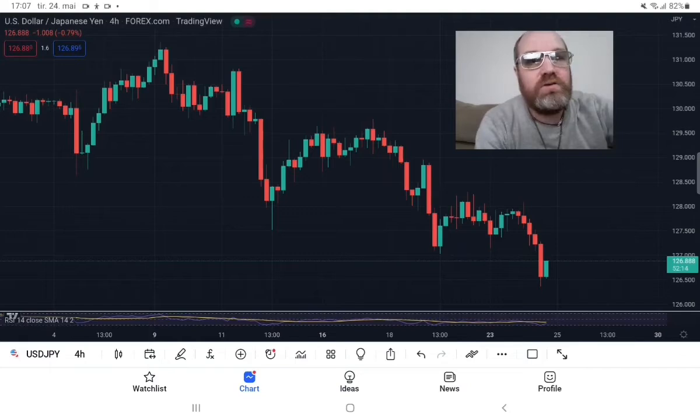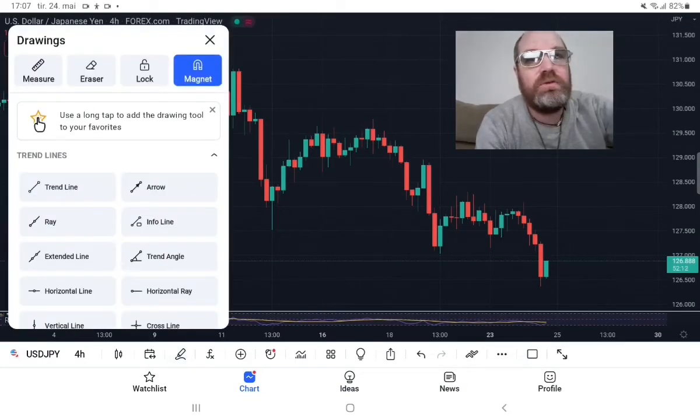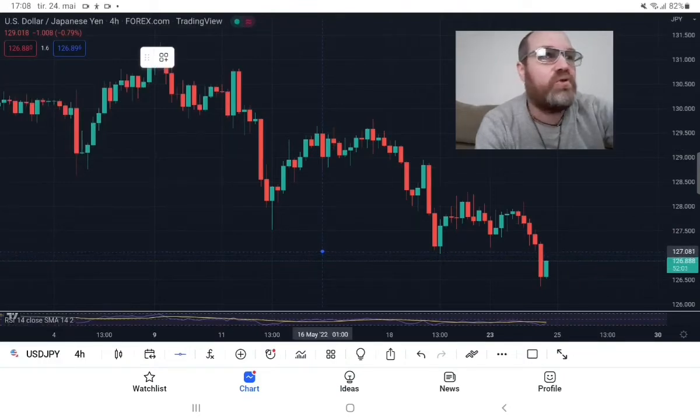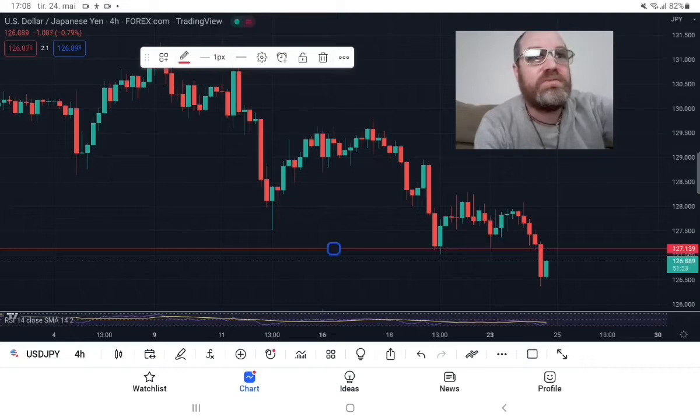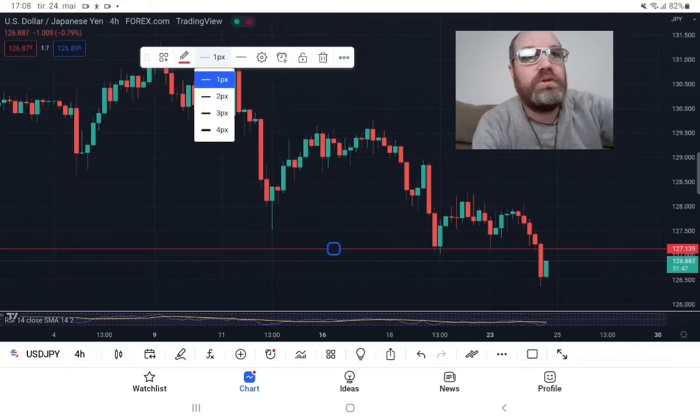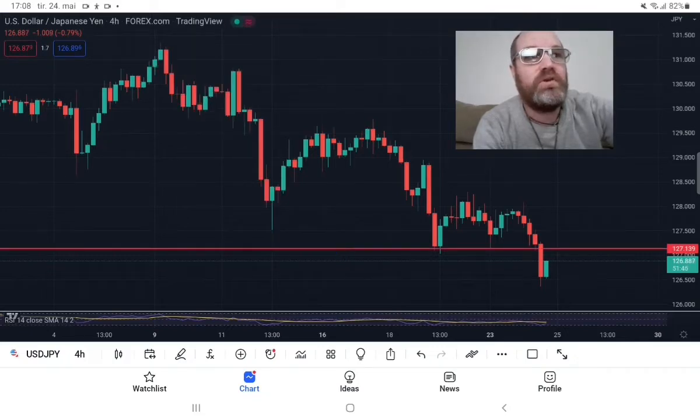So let's see here now. We do like this. Let me see. We take a horizontal line. So we can clearly see from the market where we are right now, at 126,888. And we can see here, there, let's make it a little thicker. Let's take it there. Okay.